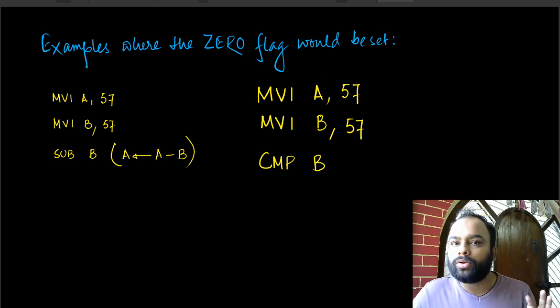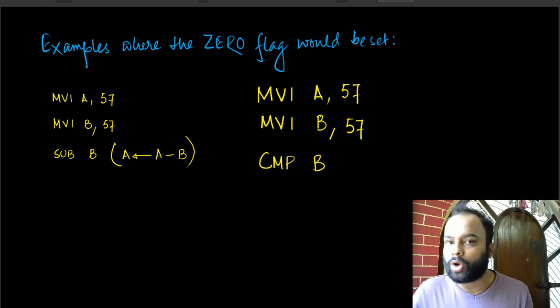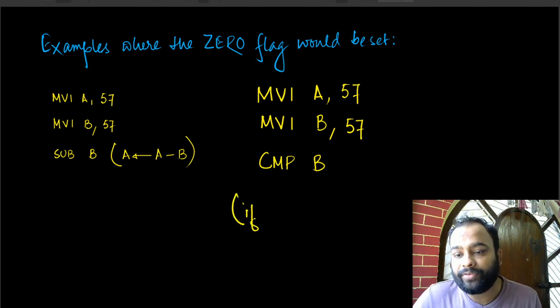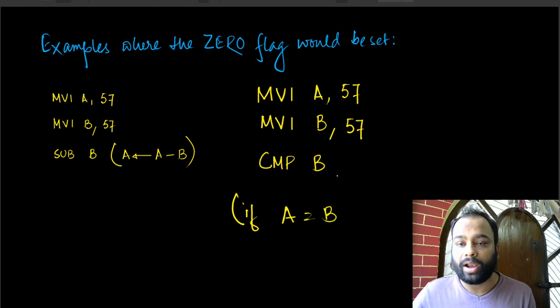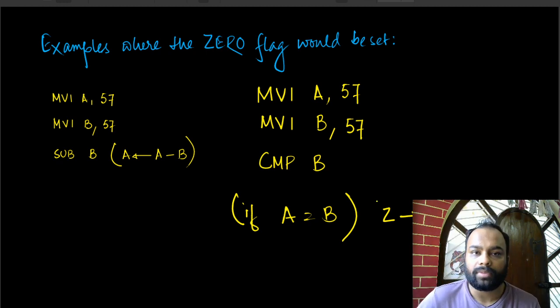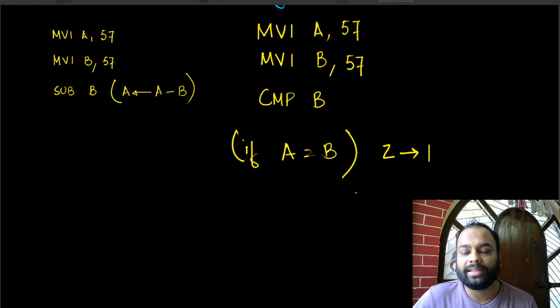Now, we shall talk about the compare instruction later on. But for the moment, try to understand: if A and B are equal, then after executing the compare instruction, the zero flag becomes 1. The zero flag gets set when these two numbers are identical. So the compare instruction is also one of the instructions where the zero flag will be affected if the numbers we are comparing are identical.